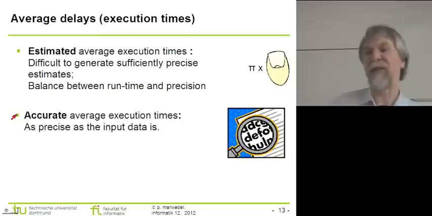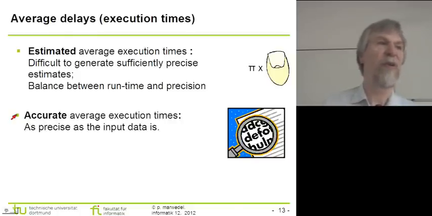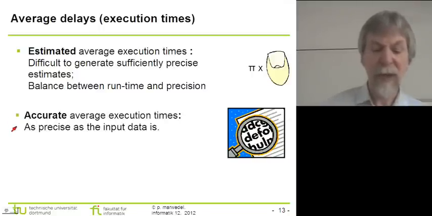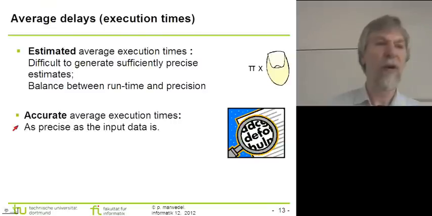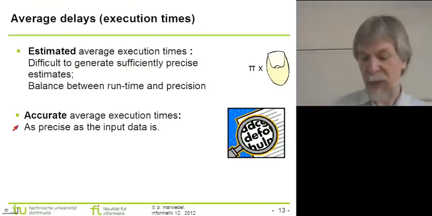If we have a complex system, there may be so many different inputs that it may be impossible to actually run this with all the different input values. We would get average execution times in the sense that we would get some kind of average over the different input patterns that we are using there.